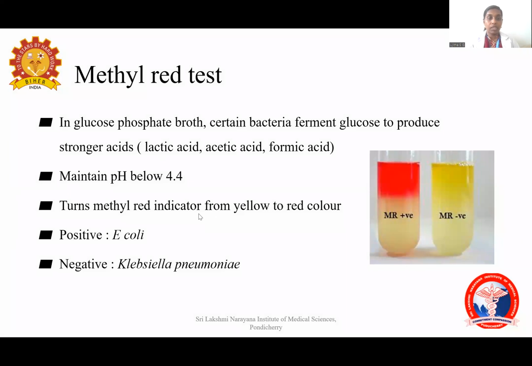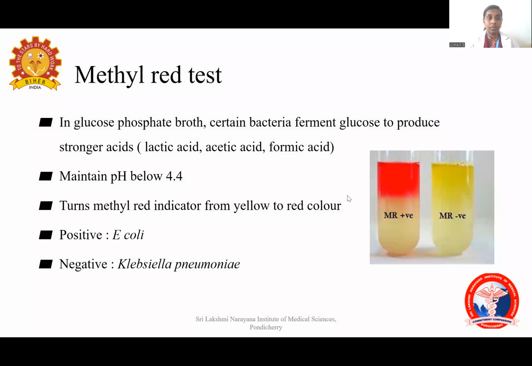When we are adding the methyl red indicator, if the organism is able to ferment glucose to produce stronger acids such as lactic acid, acetic acid, formic acid, etc., the pH will be maintained below 4.4. In such a case, the methyl red indicator will change from yellow color to red. So the positive reaction is a red color and negative will be yellow color.